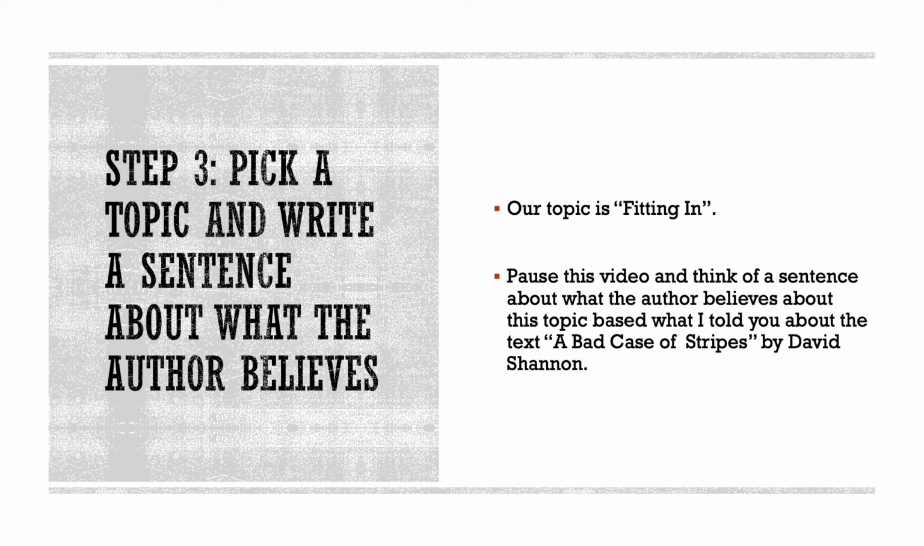Step 3. Pick a topic and write a sentence about what the author believes. Remember, when you're thinking about what the author believes, you're framing your thinking around what was this text supposed to teach me? What is the lesson or message that I was to learn at the end of this? For this example, our topic is fitting in. Pause this video and think of a sentence about what the author believes about this topic based on what I told you about the text, A Bad Case of Stripes by David Shannon.